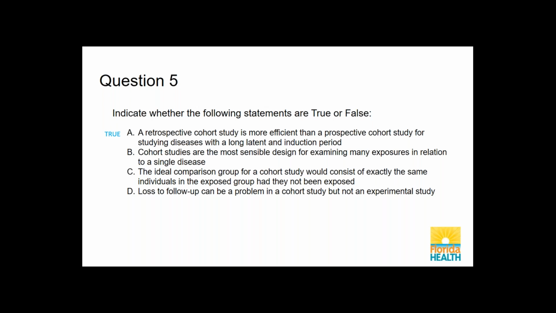This is kind of going back and forth. There's a lot of trues and falses for all of these. So C, the ideal comparison group for a cohort study would consist of exactly the same individuals in the exposed group had they not been exposed.